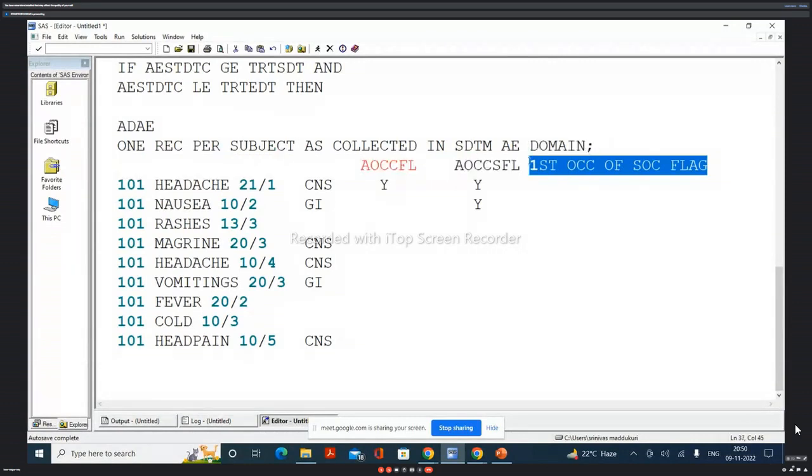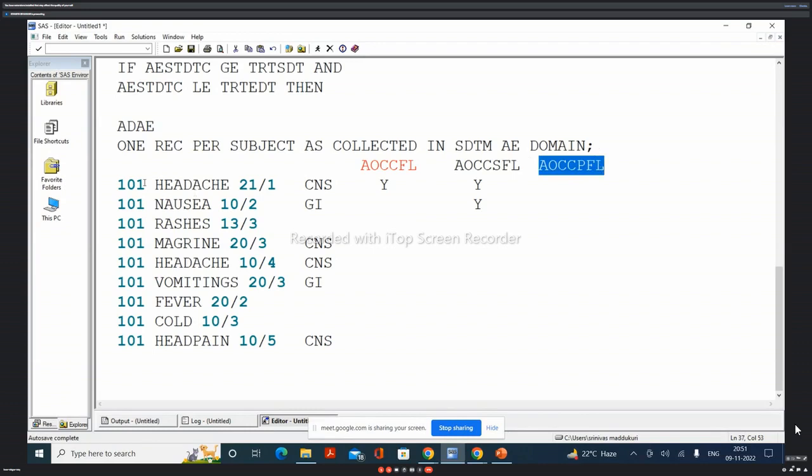And the next variable that we are going to have is AOCCPFL. First occurrence of preferred term flag. You can have multiple terms, but some terms are going to come under one decode, isn't it? I have, pondering headache. I have a headache. Both will come under which preferred term again? Both come under headache only. But we have two observations. Now, what I want is a preferred term level flag. How to create a preferred term flag now?